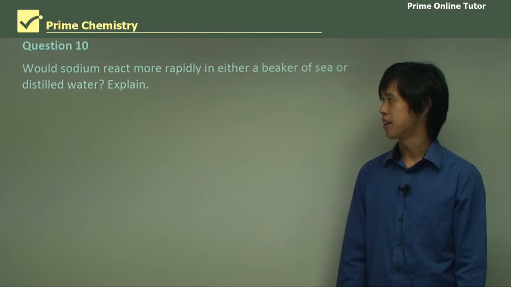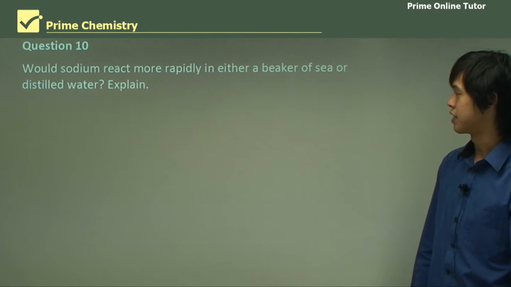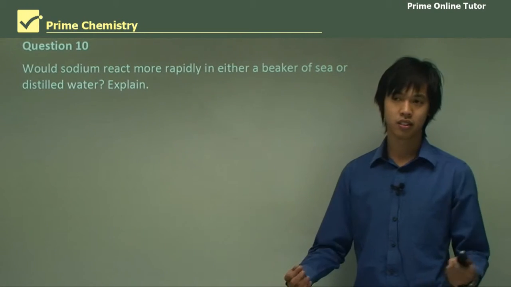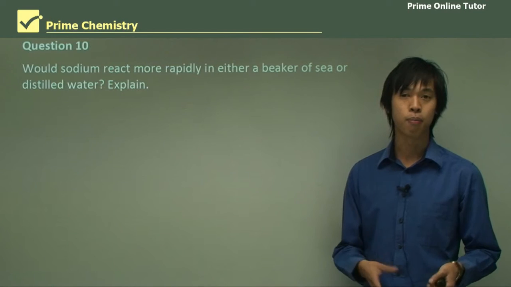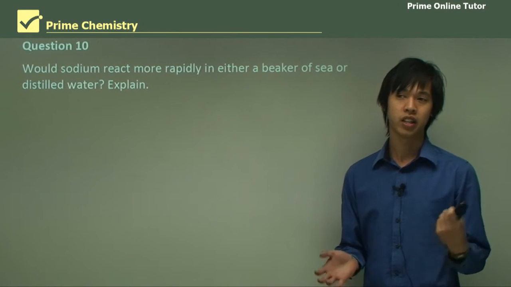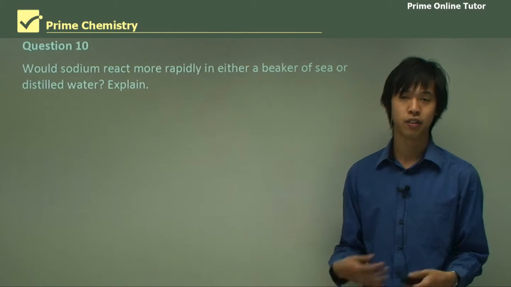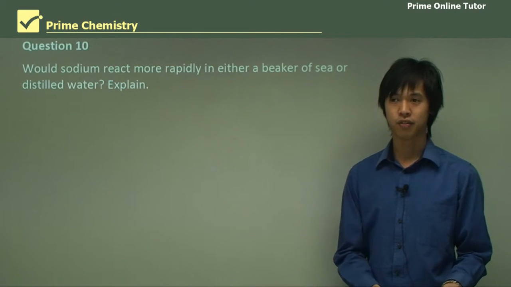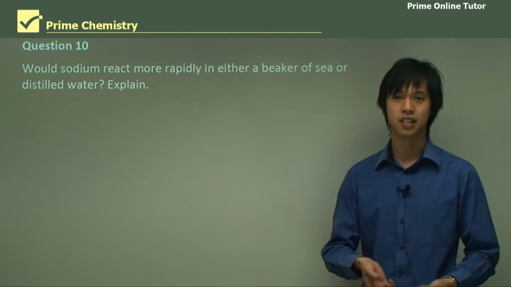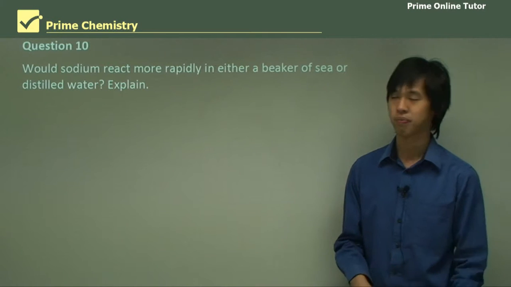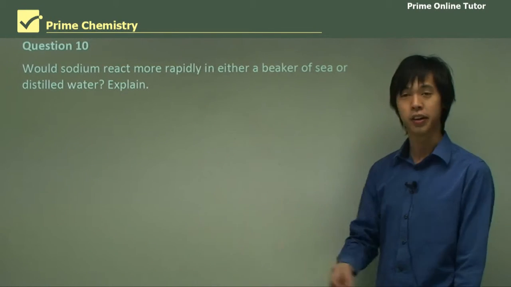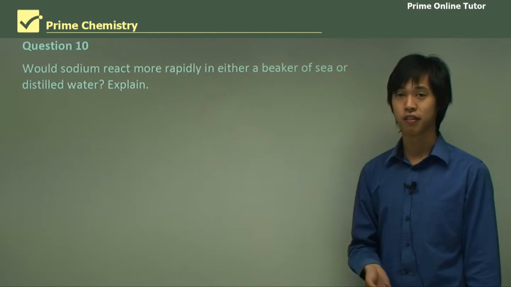So would sodium react more rapidly in either a beaker of seawater or distilled water? Explain. So the question becomes, well, the seawater, it reacts with metals very rapidly. That's why, when you have a car, it's worth less after, say, 5 years if you live near the ocean than if you lived very far away from the ocean, okay? Because the salt water attacks the steel in your car very, very, very rapidly. So would a piece of sodium react more rapidly in a beaker of seawater or distilled water?